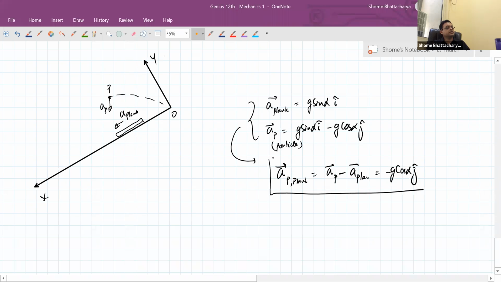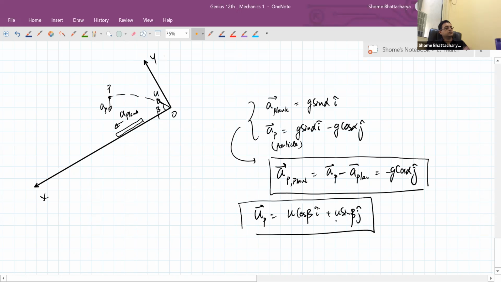So this makes life very easy. The initial velocity of the particle was u cos beta i cap plus u sin beta j cap, whereas the initial velocity of the Planck is 0, since it started from rest.